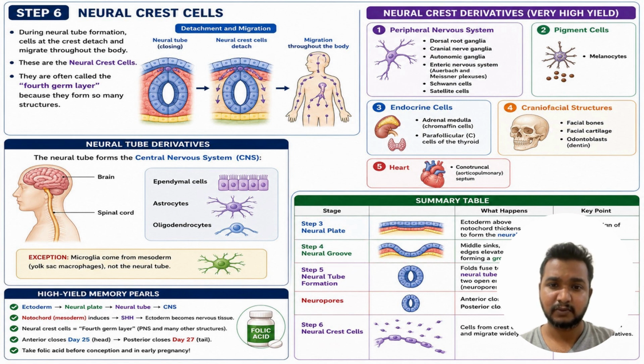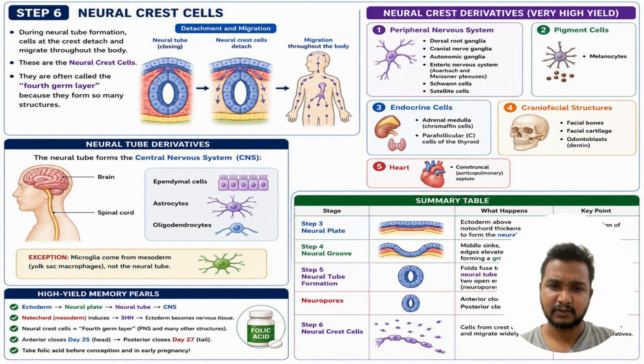First, they form most of the peripheral nervous system, including the sensory ganglia, autonomic ganglia, Schwann cells, and satellite cells. Second, they form melanocytes, the pigment-producing cells responsible for skin and hair color. Third, they contribute to the adrenal medulla, which produces the hormones epinephrine and norepinephrine. They also form important craniofacial structures, including parts of the facial bones, cartilage, connective tissue, and the odontoblasts that produce dentin in teeth. In addition, neural crest cells contribute to the septum of the outflow tract of the heart, making them essential for normal cardiac development.